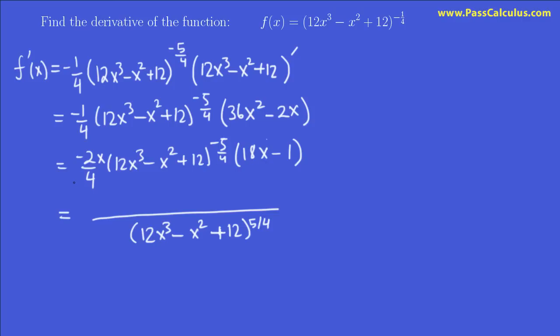And what do we have left on top? Well, notice the 2 and the 4 there, the 2's cancel off, and I'm just left with the 2 there. And so I'm going to have a minus x times 18x minus 1. So here the simplification took a couple more steps, but we still got to the answer.